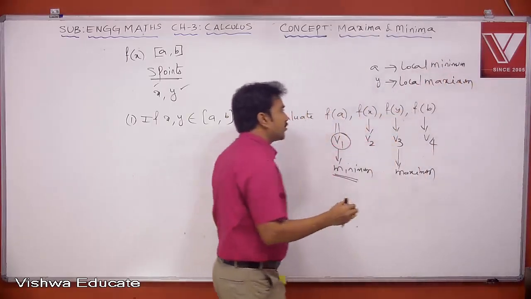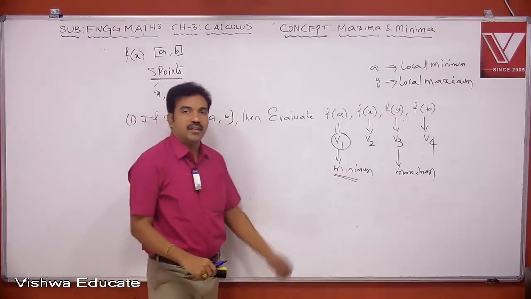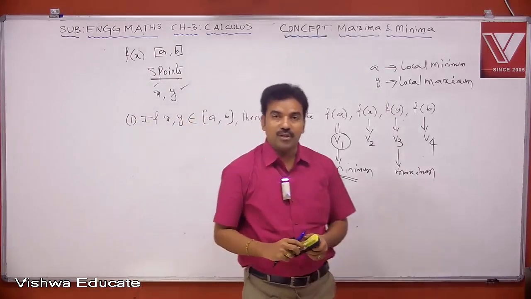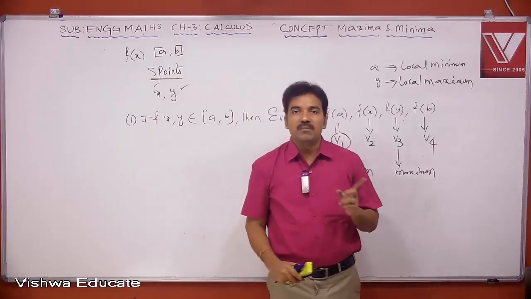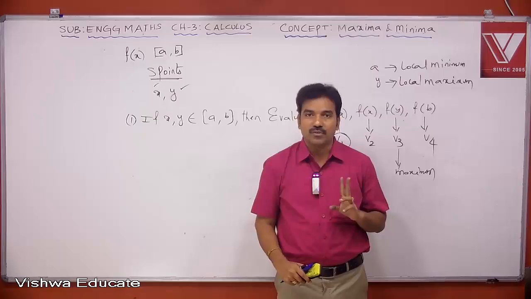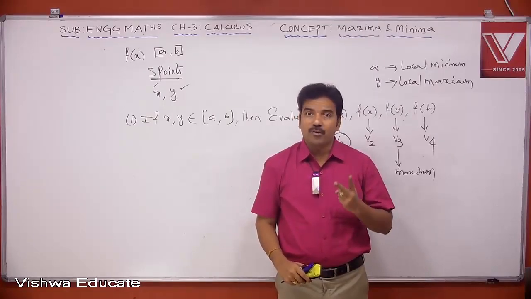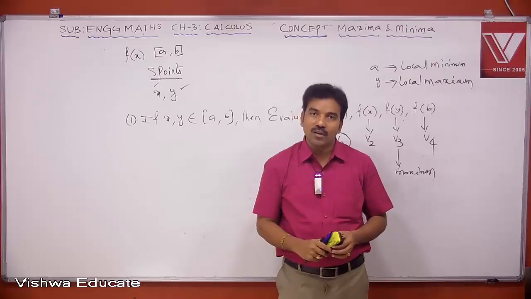So what I mean to say is, when you are finding the maximum and minimum values of functions of single variable over the closed interval a comma b, local minimum or local maximum occurs either at endpoints or stationary points only. So maxima or minima are possible either at endpoints or stationary points of an interval only.